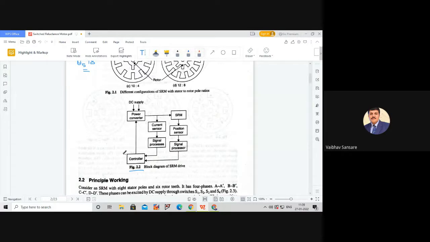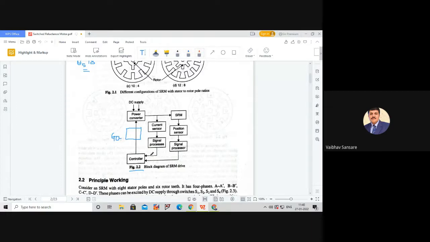The controller generates the gate pulses, that is, the switching sequence. This switching sequence is given to the gate driver circuit of the power converter circuitry, so between the power converter and the controller there is a gate driver circuit. The output of the power converter is the logic sequence for excitation of the phases of this particular SRM. This current is sensed by a current sensor through a signal processing unit.